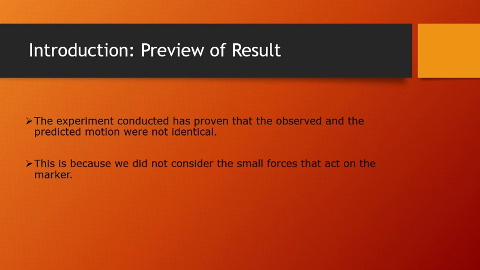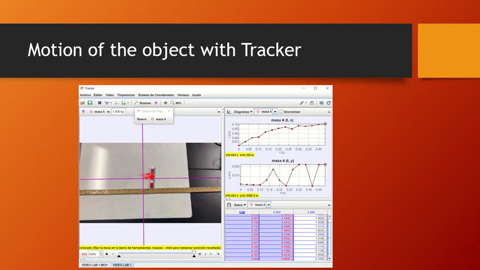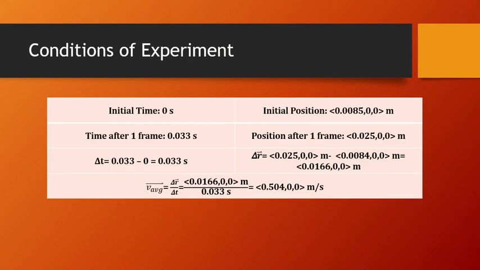As a quick preview of the results of the lab, I have found that the observed and the predicted motions were not identical. This is because we did not consider the small forces that acted on the object. This is a screenshot of the video that shows the displacement of my object in Tracker. I use Tracker to measure the position of the marker in each frame. It is important to mention that in the experiment, the system is the rolling marker, while the surroundings were everything else. With the information given by Tracker, we were able to get the conditions of the experiment.